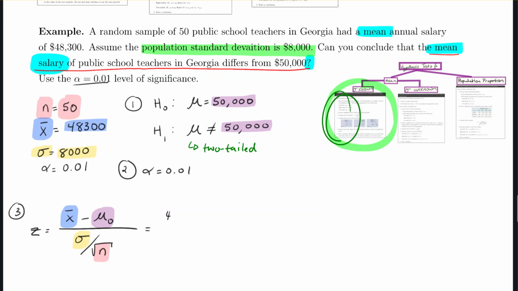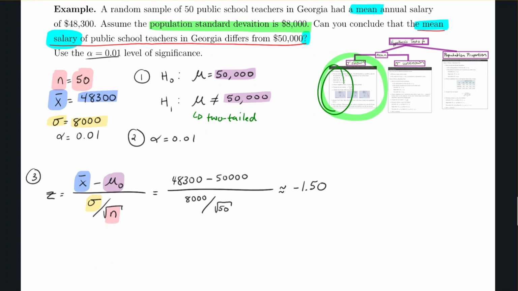So here I've got my 48,300 minus 50,000, all divided by 8,000 divided by the square root of 50. And when I type this into my calculator carefully and round to 2 decimal places, negative 1.50 is my test statistic Z. So while I could complete this problem using a critical value or a p-value method, here I'll just show the p-value. If you prefer the critical value, you can attempt the problem on your own in that way.